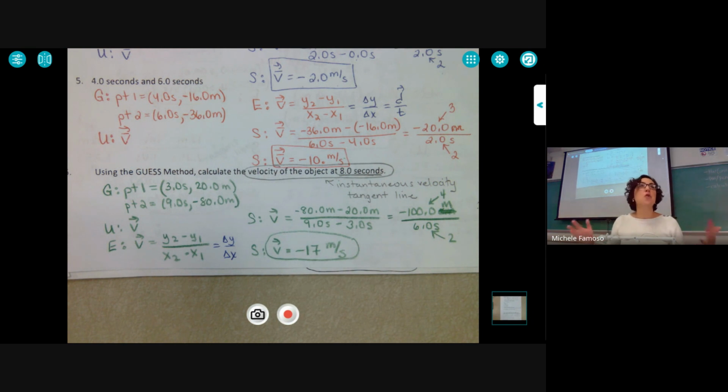Like negative 40 meters per second would be wrong. Likewise, negative 2 meters per second would be wrong. That's telling me for sure that your tangent line is drawn incorrectly or you didn't read the coordinates of those points correctly. I have to check all of that when you do it.